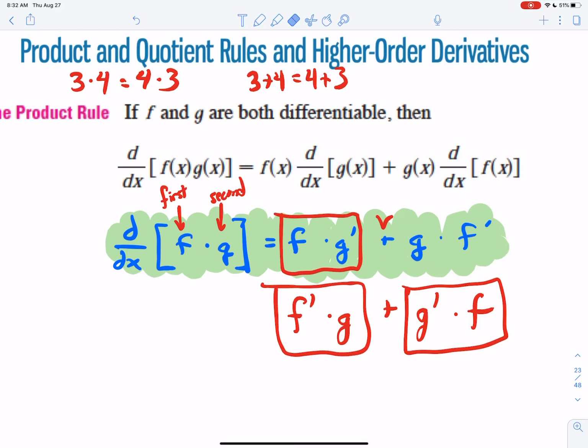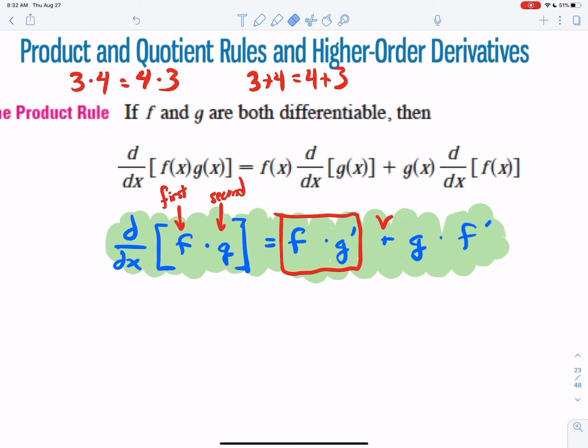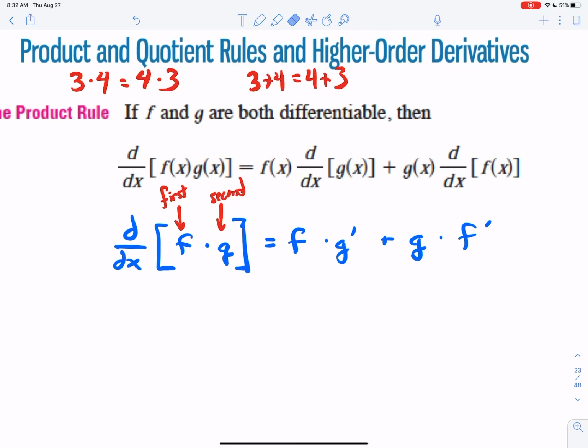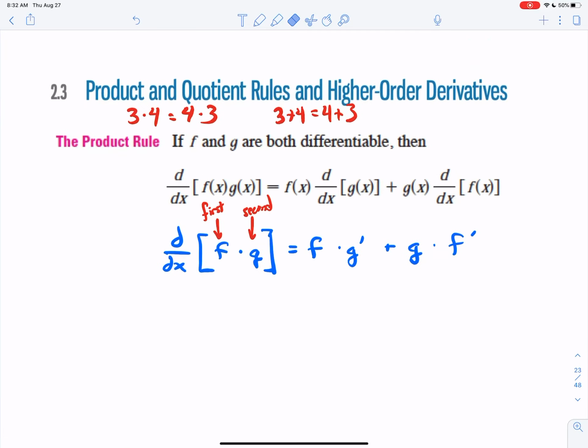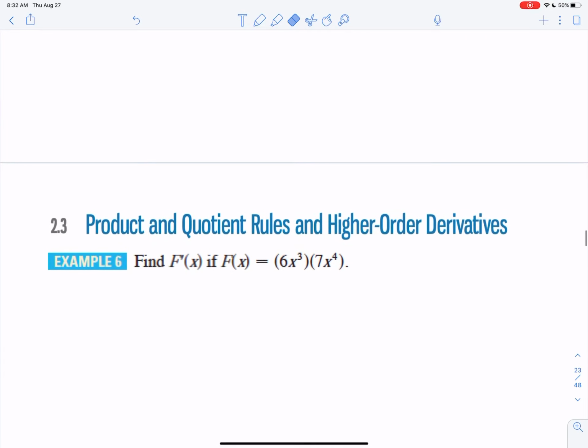Now, am I saying that you could write it however you want? No. Please don't. There's a reason why: later on when you learn the quotient rule, it's not so forgiving. So just stick with this order so that the quotient rule makes a little bit more sense. Okay? All right, so here we go.